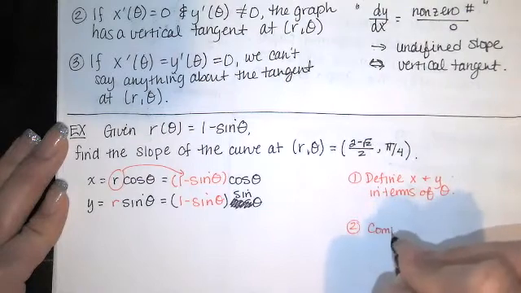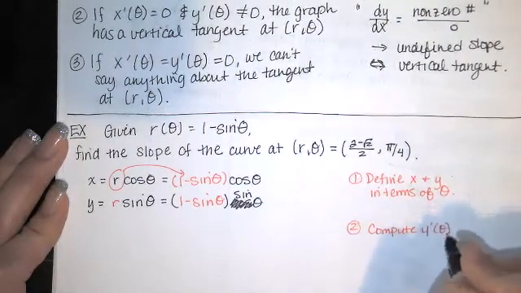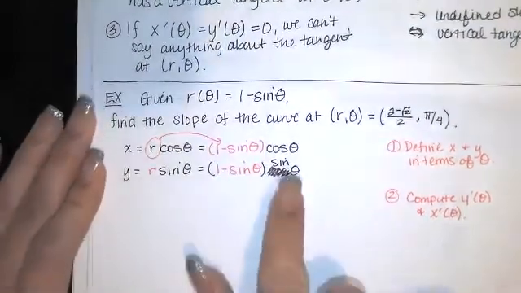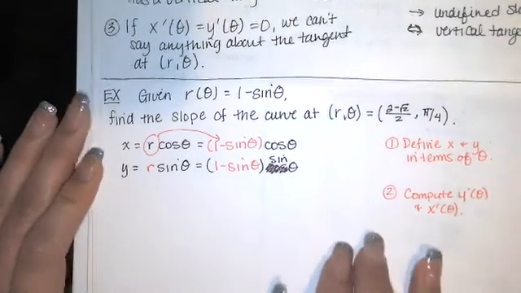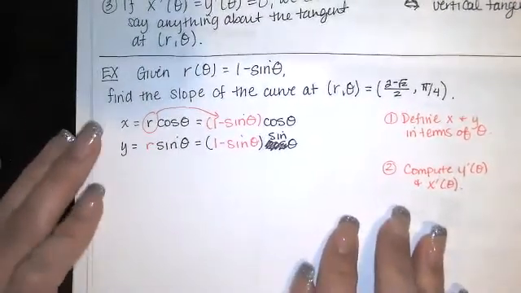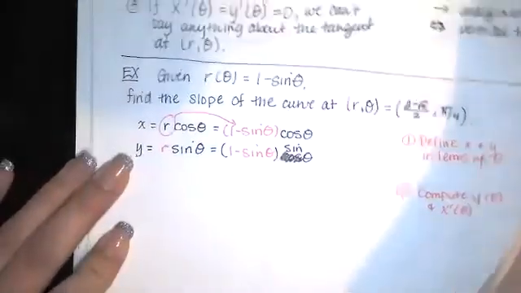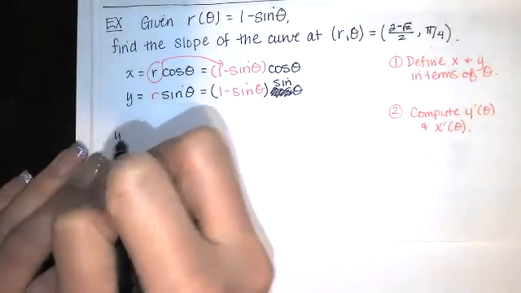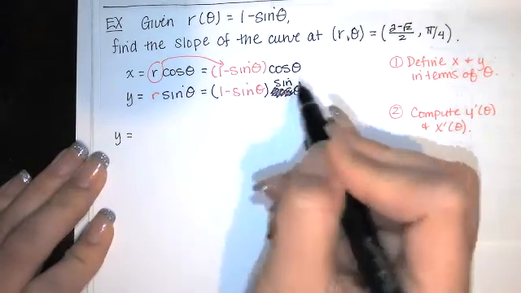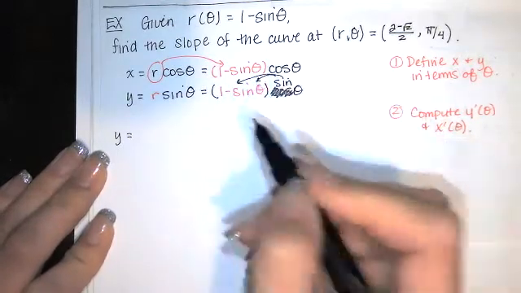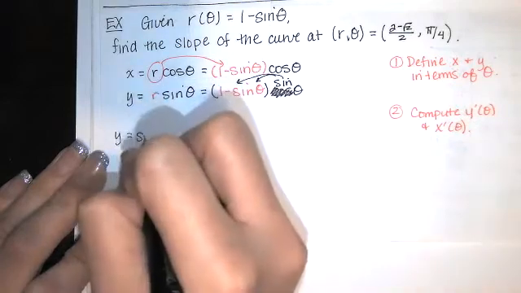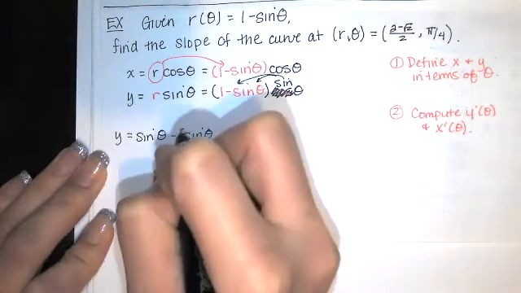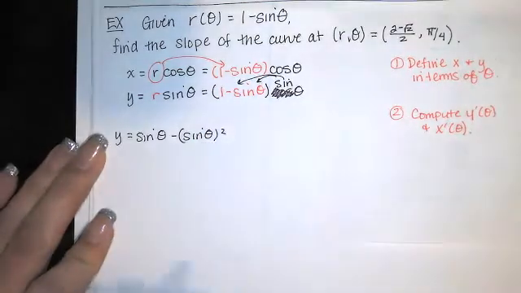So we need to compute y prime of theta and x prime of theta. Now you've got options here. You can either distribute and then differentiate for each of these, or you can use the product rule. I think I'll distribute this time. So y is equal to 1 minus sine of theta times sine of theta, and we want to distribute that sine to both terms. So sine of theta times 1 is sine of theta, minus sine of theta times sine of theta is sine squared theta, or you can write it this way just to remind yourself that you have to use the chain rule when you take the derivative.